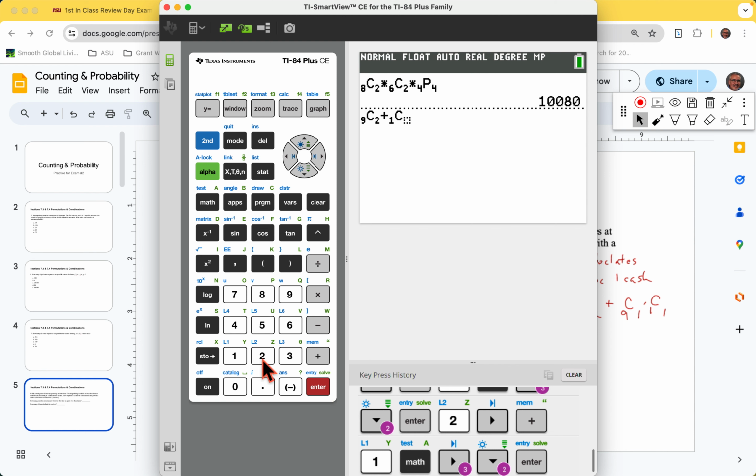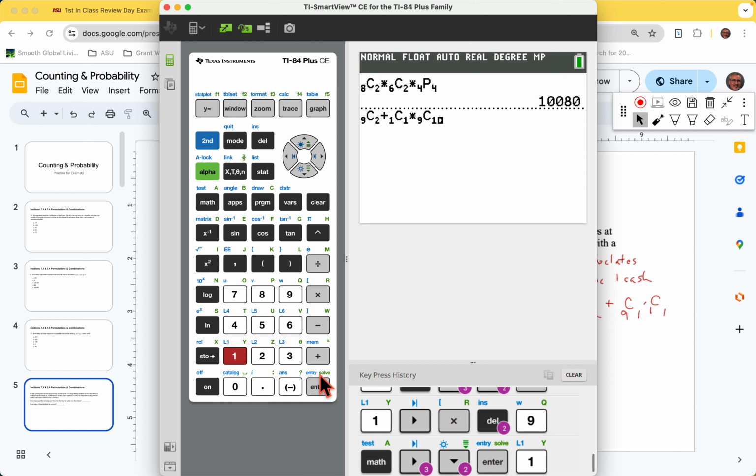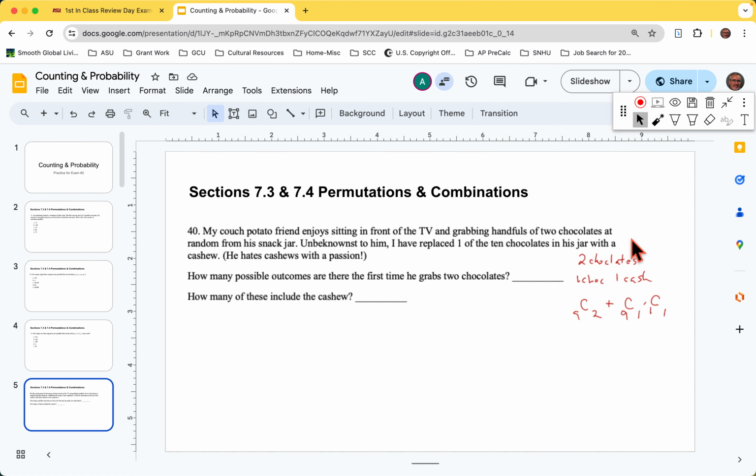1 choose 1 times... delete that. Oh, I can't. That's weird. And then we'll do a 9 choose 1, which you'll see there's 9 ways to choose it. Really, the second one ends up being 9 ways. I can't remember what this ends up being, but we put it together. There's 45 different ways to do this. Okay, 45 different ways.